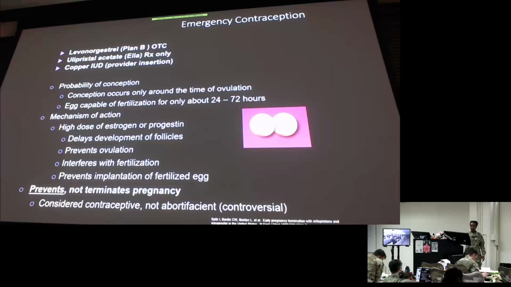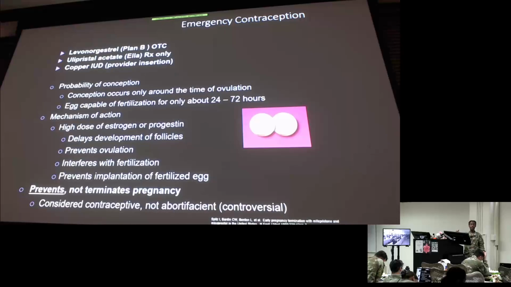When you're looking at these, levonorgestrel is over the counter, ulipristal is prescription only, and the copper IUD means that they need access to a healthcare provider to insert it so that it will work. Okay, so three different means for them to get protection.